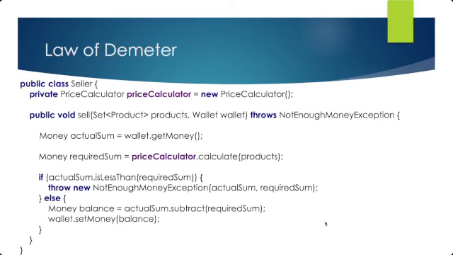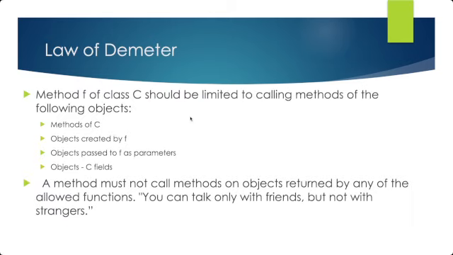Let's check this little example. Here I have the class seller and special object price calculator as a field of this seller. And here I have the method sell with some parameters, and inside this method I have a violation of the law of Demeter. So in the previous slide we have the list of methods we can call: objects which were created, objects passed as parameters, and fields.